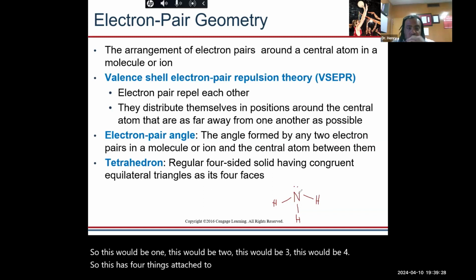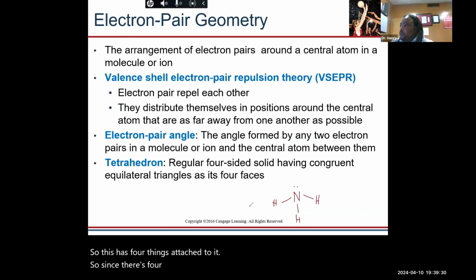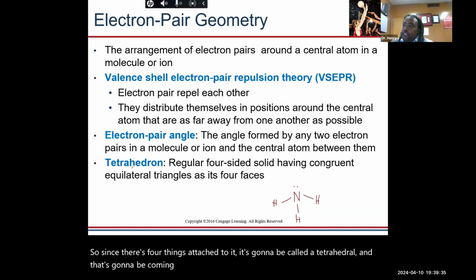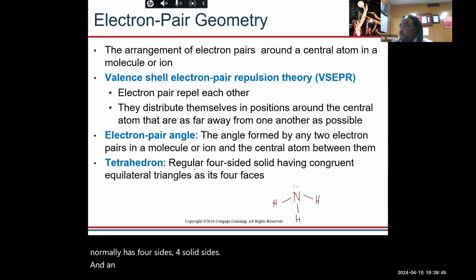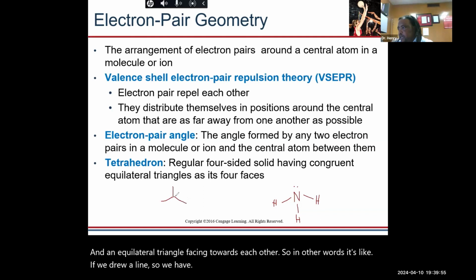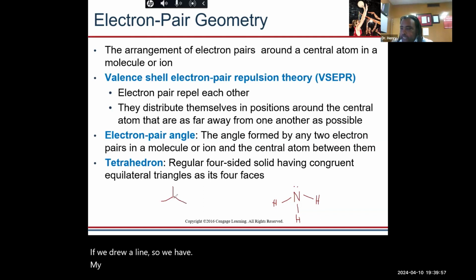Since there are 4 things attached to it, it's going to be called tetrahedral, coming from the term tetrahedron. A tetrahedron normally has 4 solid sides, equilateral triangles facing each other. So in other words, if we drew it, my center atom represents the vertex here. So we'll have 1 here, we'll have 1 on top.